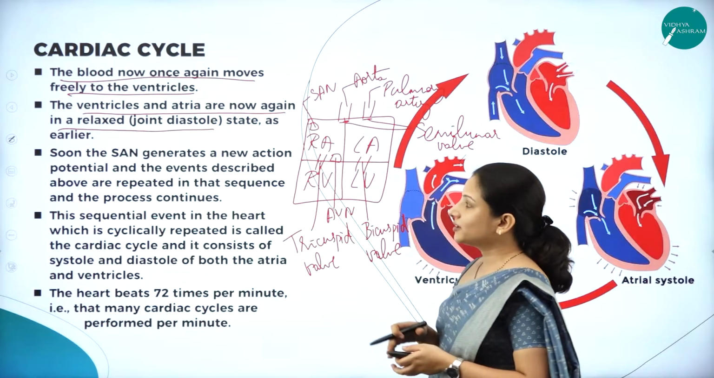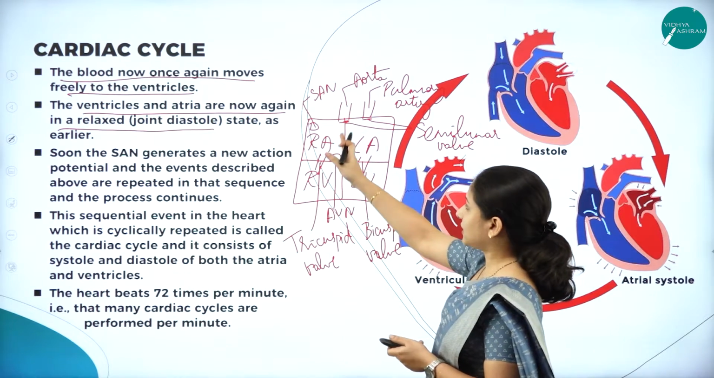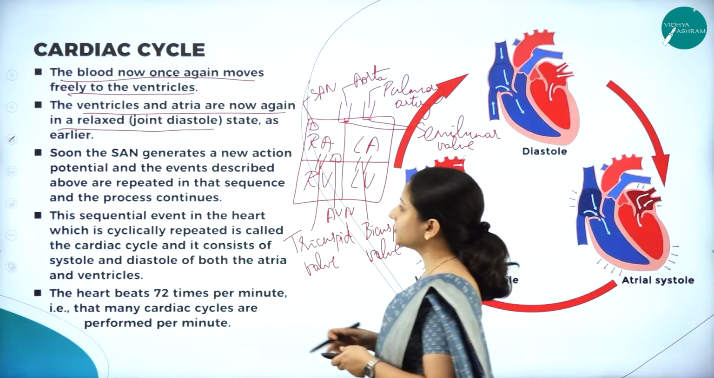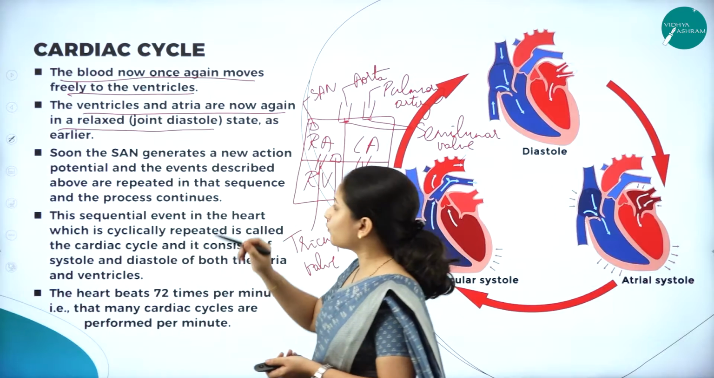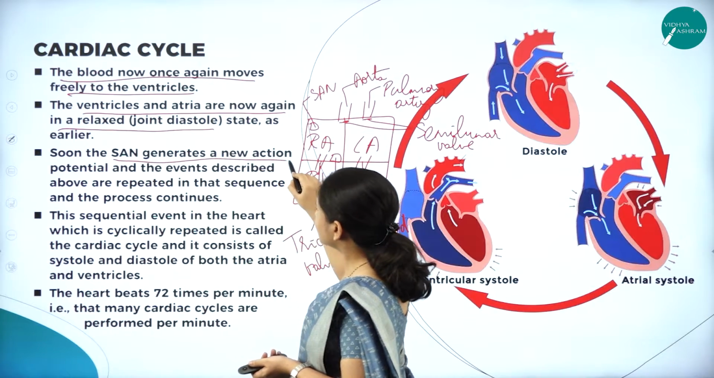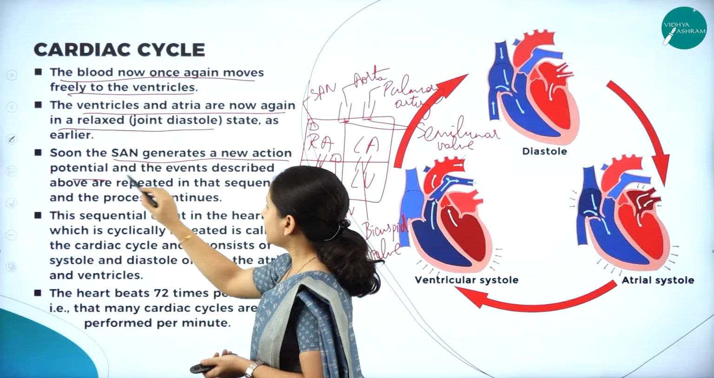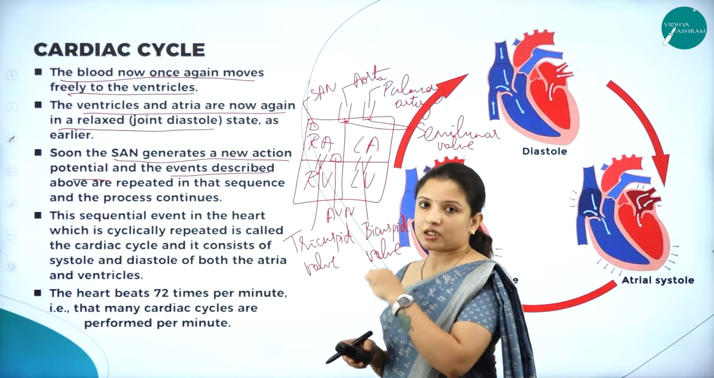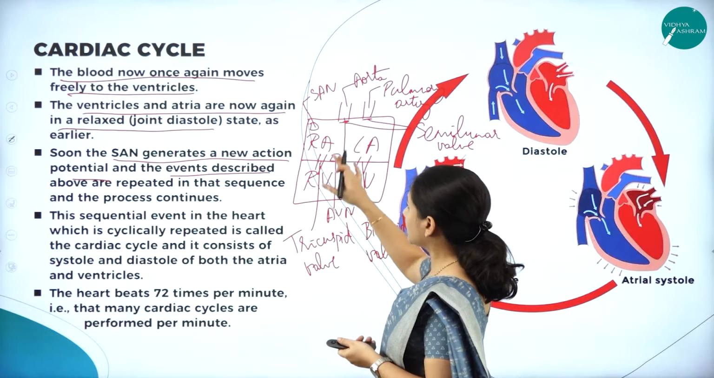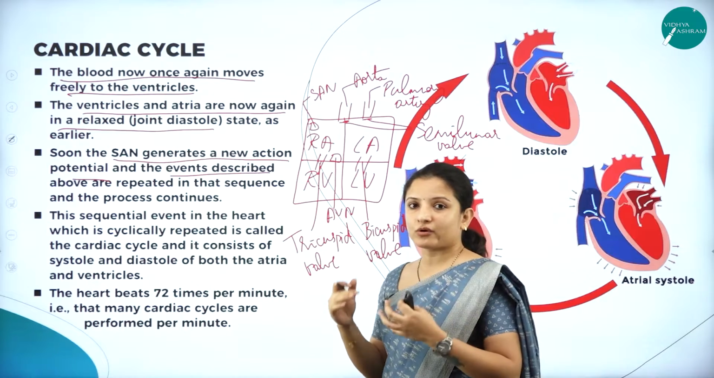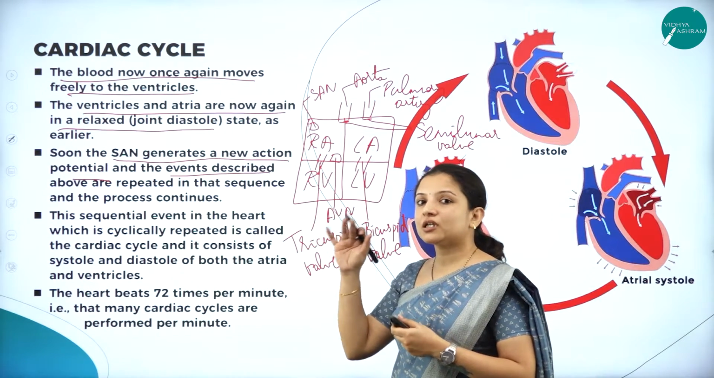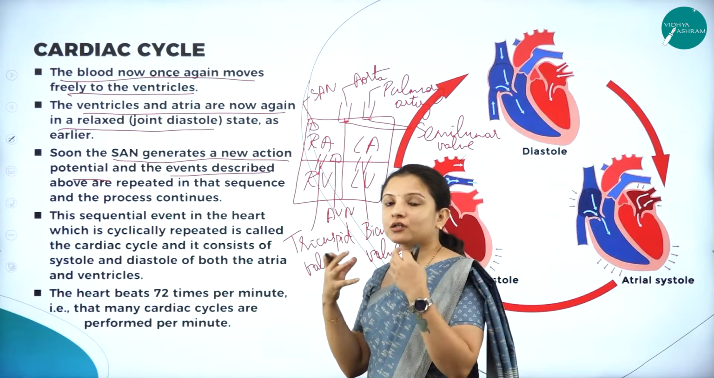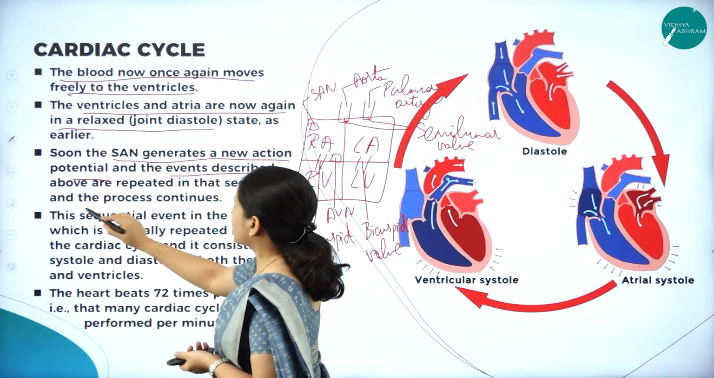So now we're talking about the SAN. The SAN is present in the right corner of the right atrium, which is the upper chamber of the heart. So now it is the function of the SAN. What the SAN does is, it generates a new action potential, and the events described above, the same thing will occur here as well. Contraction, relaxation, whatever had to occur, the same thing. But the only thing is, instead of the atrioventricular node, it is the sinoatrial node that is actually creating the action potential, and it continues to repeat.